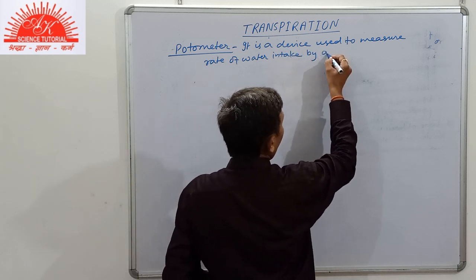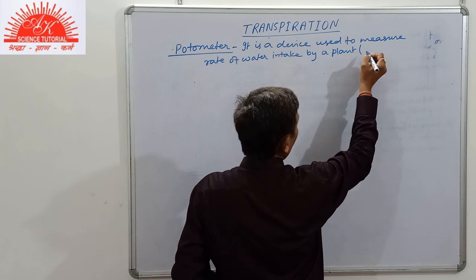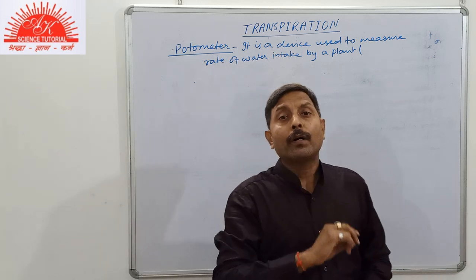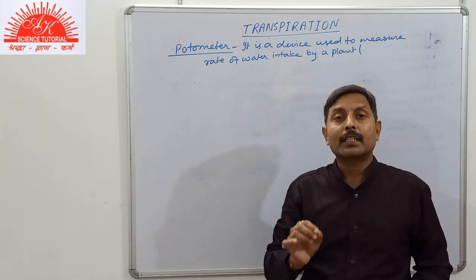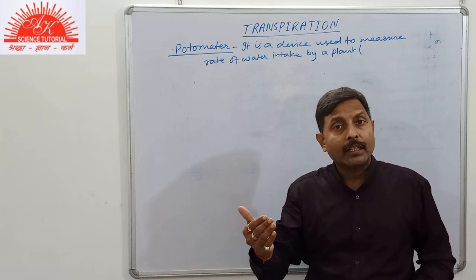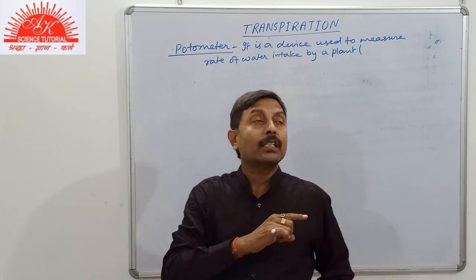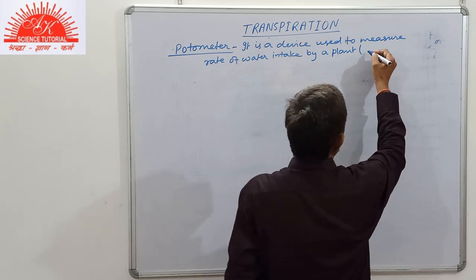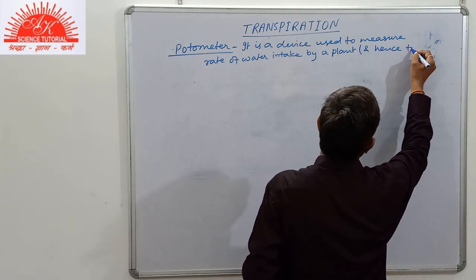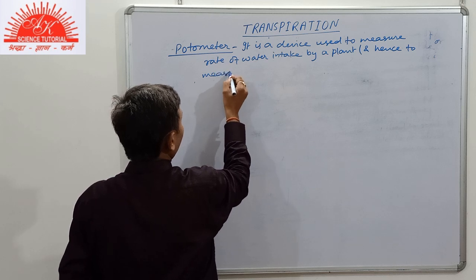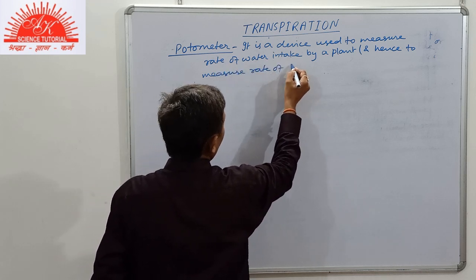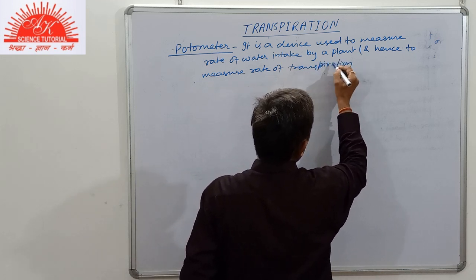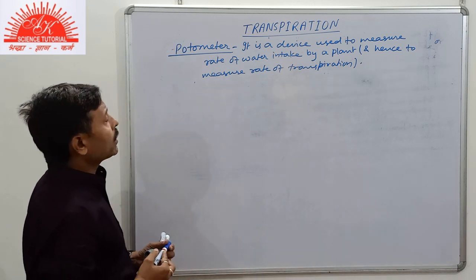by a plant. Since we know that out of the total water absorbed by the plant, only 2% is used in life processes like photosynthesis, and the rest of it is lost by transpiration. Hence, it also indirectly measures the rate of transpiration. So we can write here, and hence to measure the rate of transpiration in a plant. So this is the potometer.